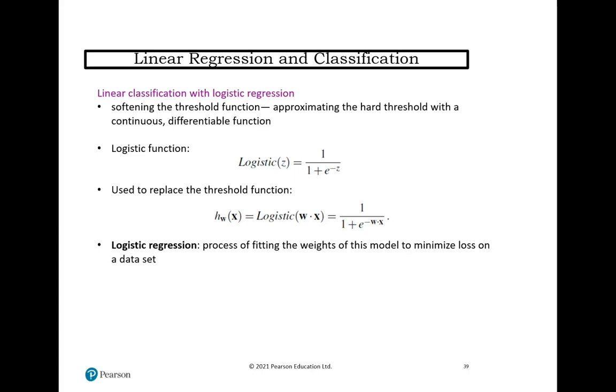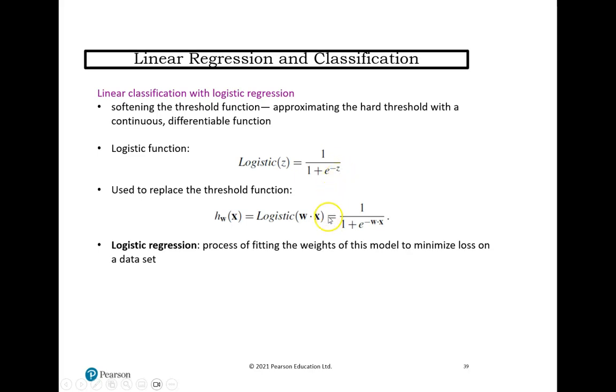So we prefer instead to use a smooth transition, or a smooth threshold, and we use what's called the logistic function, which is defined as the logistic of a variable z equal to 1 over 1 plus e to the negative z.